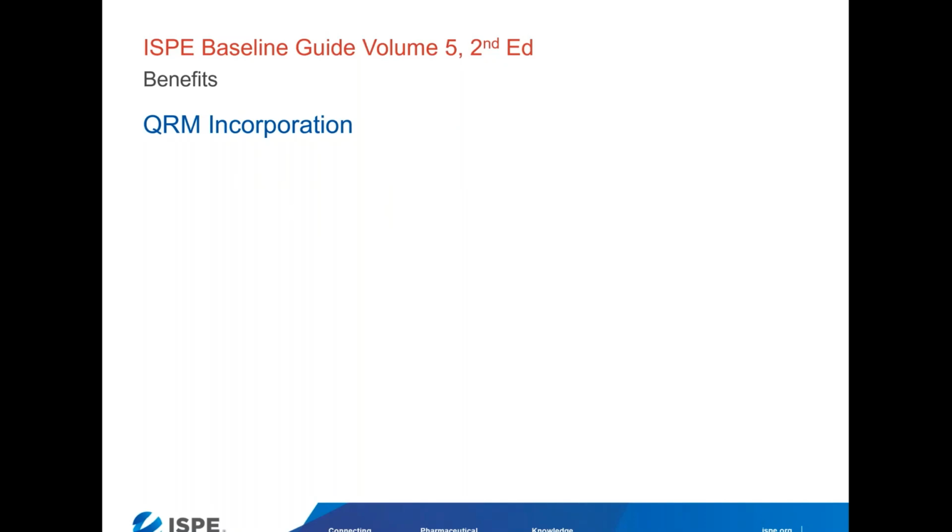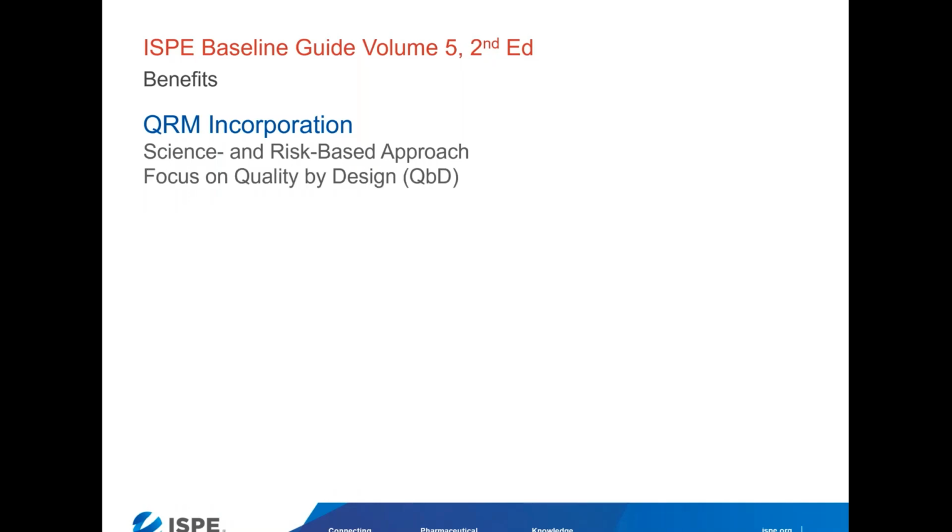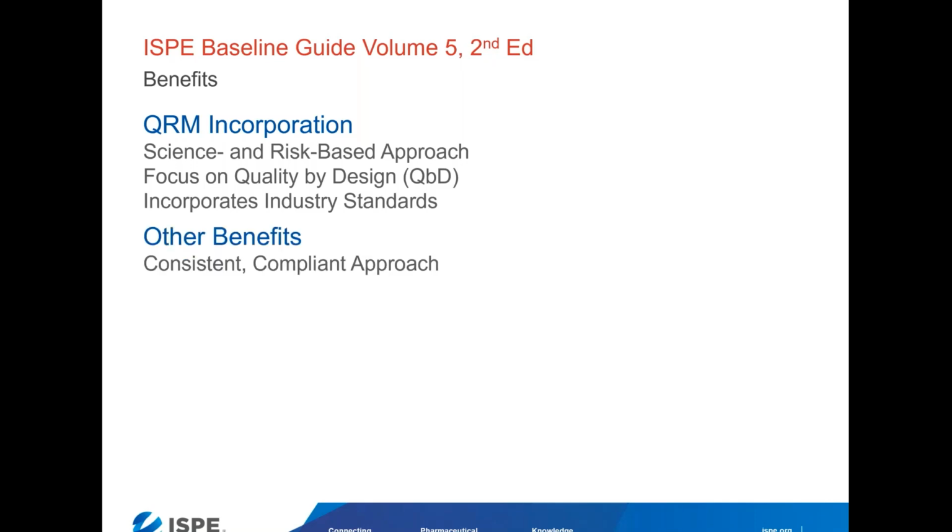Primarily, the revised baseline guide incorporates quality risk management principles. It is a science and risk-based approach to commissioning qualification. It focuses on quality by design, and I'll talk a little bit more about that when I get into some of the process and deliverables. It incorporates all of those industry standards, all the ICH guidances, ASTM E2500, et cetera, and provides some other benefits as well. It's a consistent compliant approach to a QRM-based C&Q process.